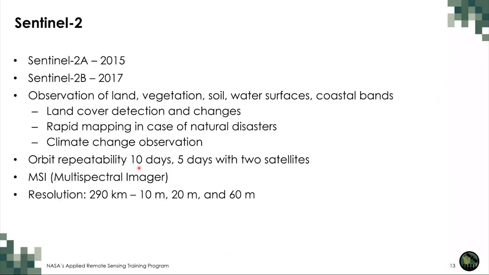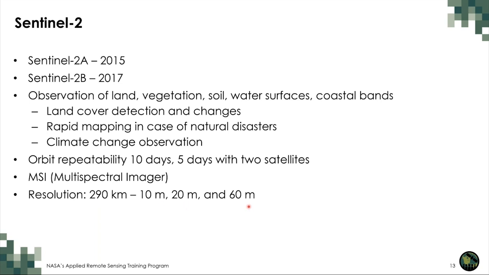Sentinel-2, on the other hand, is an optical satellite, and the first one was launched in 2015, the second one in 2017, and it is actually the satellite that was specifically designed for observation of vegetation. So it is a satellite designed for observation of land, water surfaces, coastal areas also, and soil. But the main focus was vegetation and agriculture. The orbit of Sentinel-2 repeats every 10 days with one satellite. With the constellation of two satellites, it repeats every 5 days. The main scanner is the multispectral imager, which has a swath of almost 300 kilometers with different resolutions from 10, 20 to 60 meters.